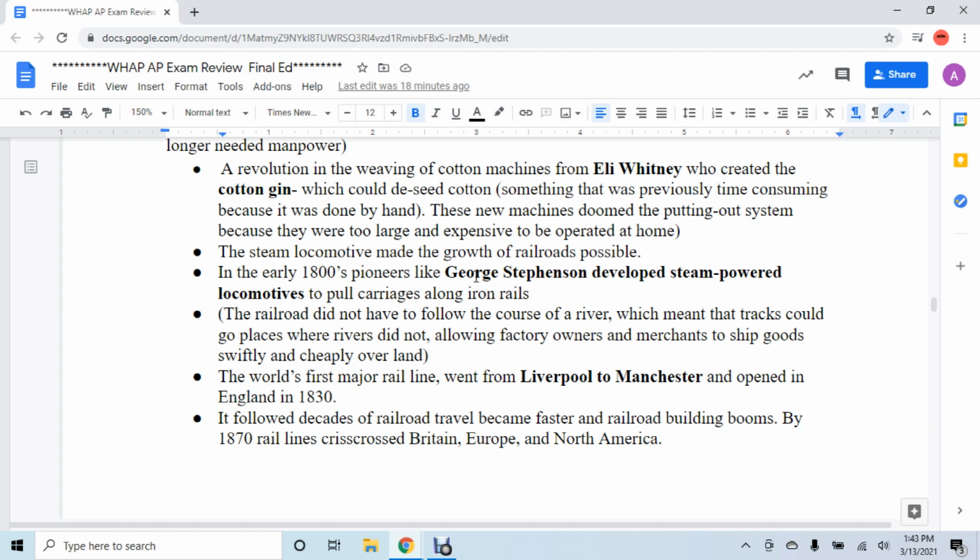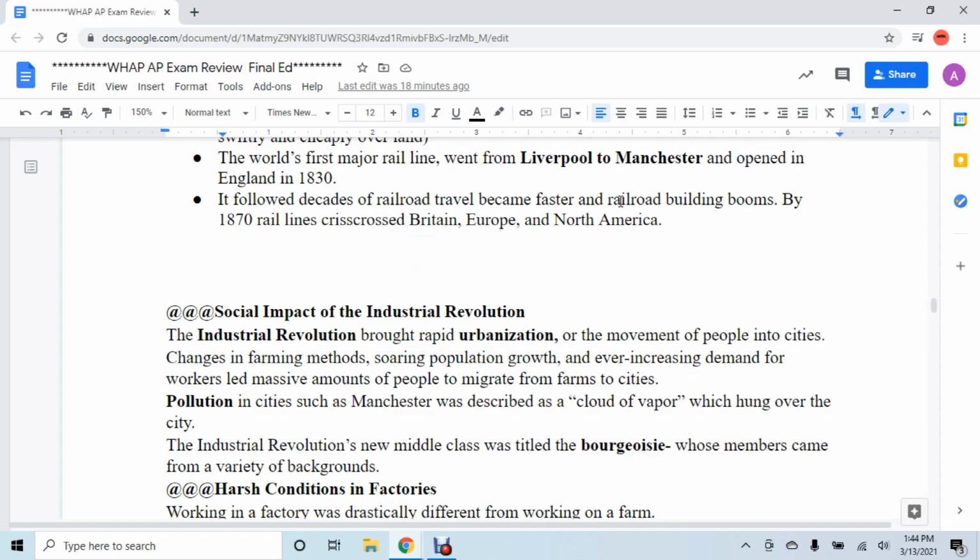George Stephenson developed the first steam-powered locomotives, which basically changes the transportation method across land forever. Think about it, it was only water that you could transport huge things on. Land you would have to walk with animals and horses and stuff. Now you can put it on a train and you can take it wherever you want, and it's huge for the transportation of goods. You have Liverpool to Manchester, and that's the first major rail line.